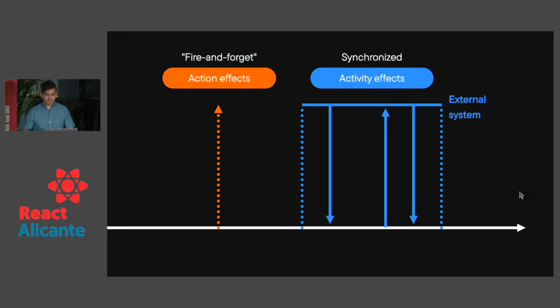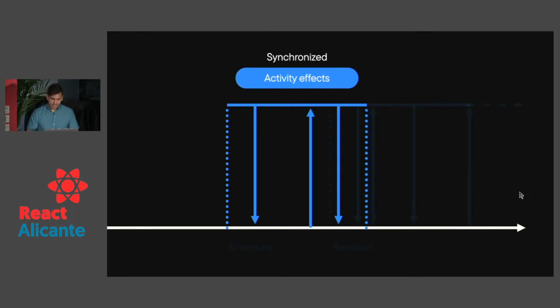A fire and forget effect is something that just happens once and you don't care about the result. So again, this is like a fire and forget, like you're making a log or a telemetry call, or you're sending some data to an API and you don't care whether that response succeeds or fails. A synchronized effect is an effect where you're actually communicating with an external system. And so you might need to send messages to that system, and you might need to receive messages from that system. So a fetch request is actually a really good example of this, because we are waiting for a message from an external system, and so we're trying to synchronize with that third-party API.